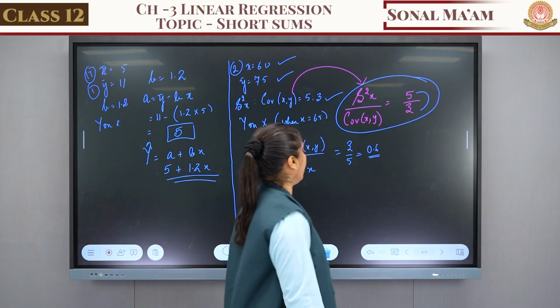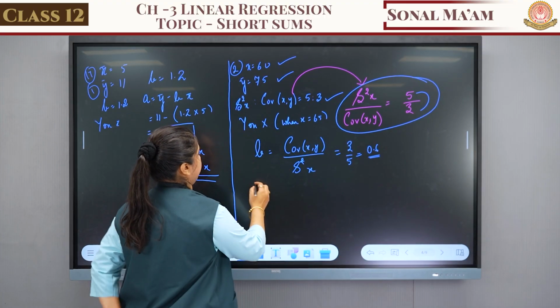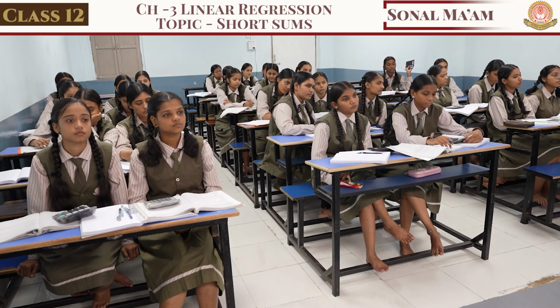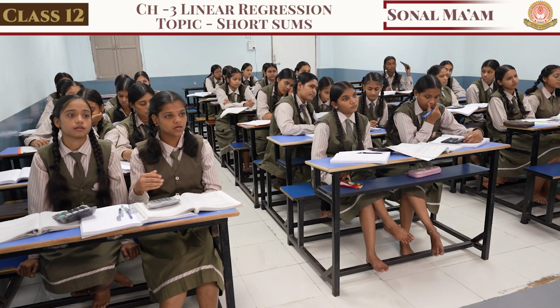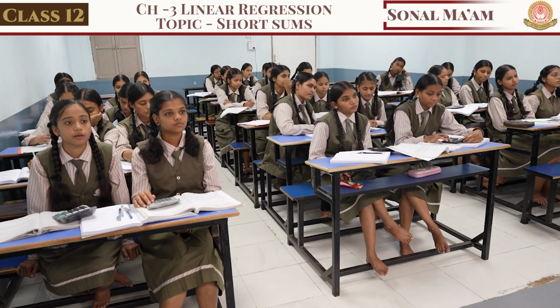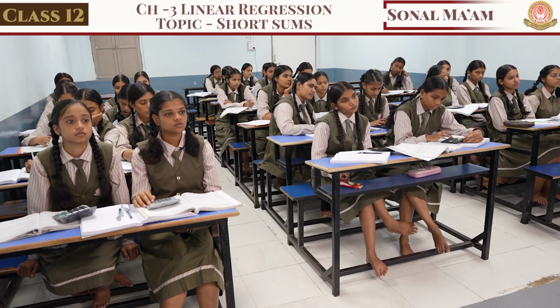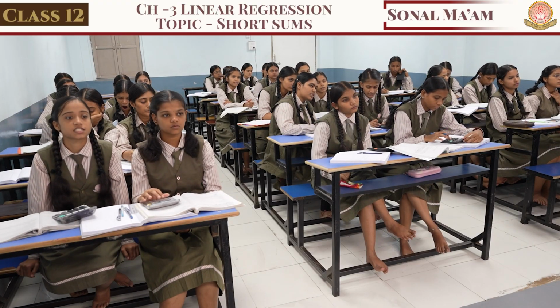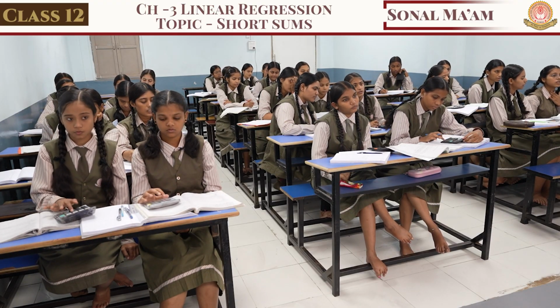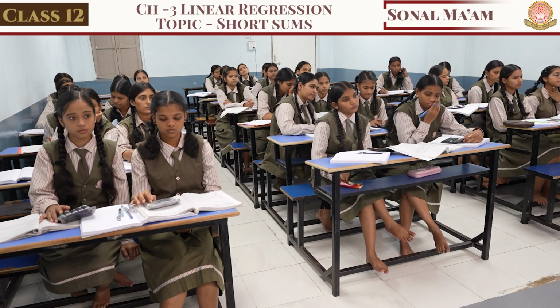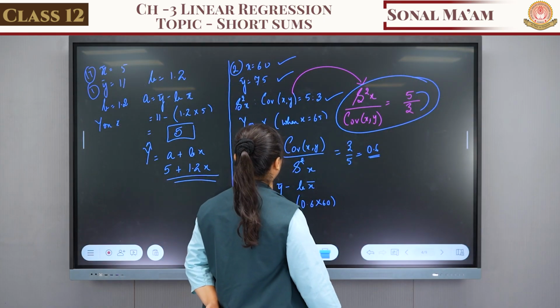We got b. Next step is a, which is y bar minus b x bar. Y bar is 75 minus b, which we just got, 0.6, into x bar, which is 60, and our final answer will be 39. We got b, we got a.